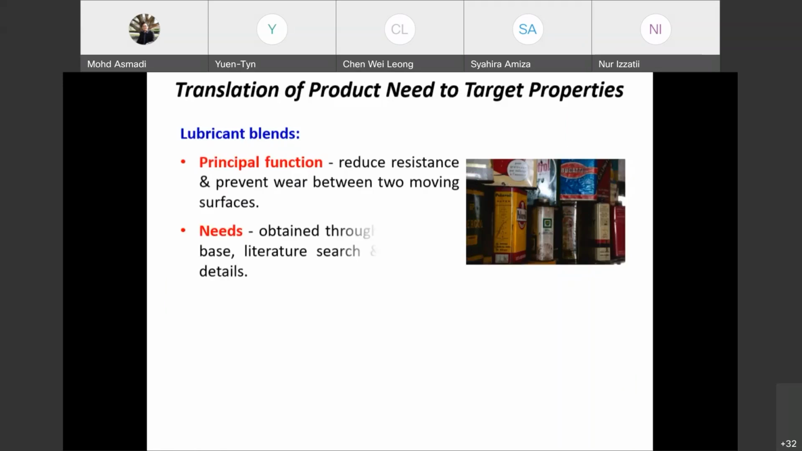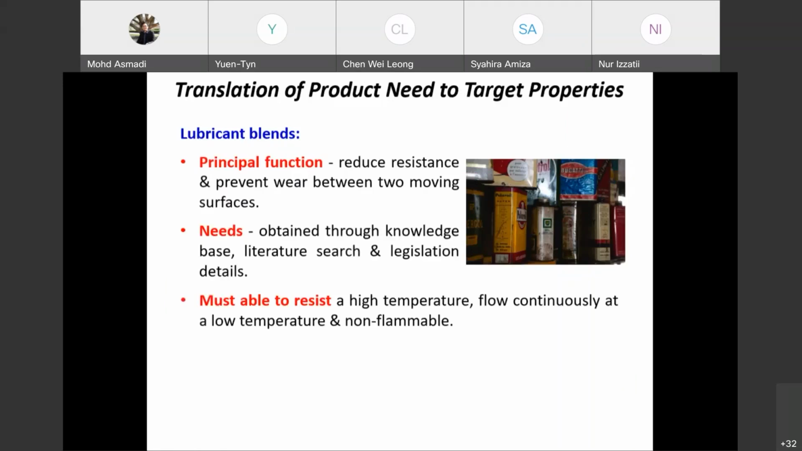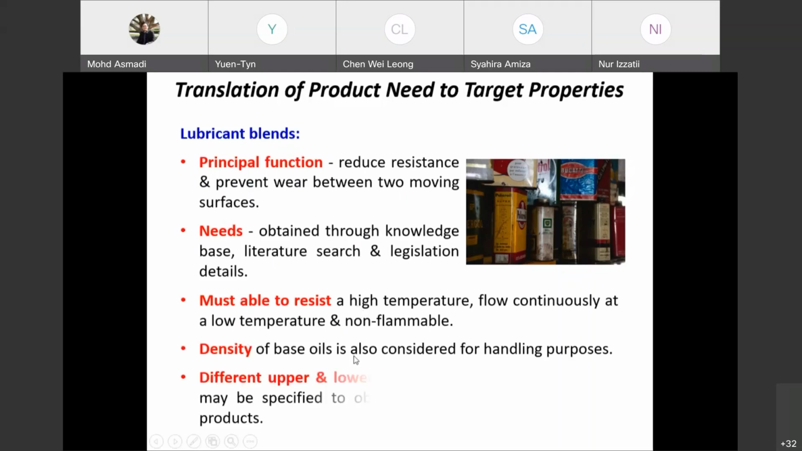So this is all the translation of the product needs to the target properties for the lubricant blends. For example, this one, principal function or the goals: reduce resistance and prevent wear between two moving surfaces. Needs, this one, through knowledge-based literature search and legislation details. Must be able to resist high temperature, density. Base oil is also considered for handling purposes. Different upper and lower bounds.